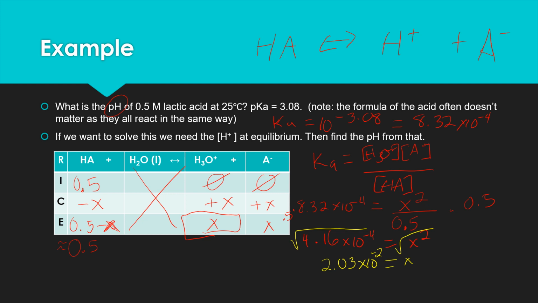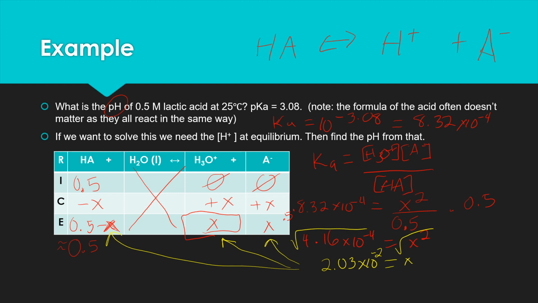So we can go back and plug these in. We can find all of our equilibrium values. Now 0.5 minus 0.0203. If I was to plug this X value in here and subtract it, we would basically get 0.5 because it's such a small number. And then our X value is equal to that same value.